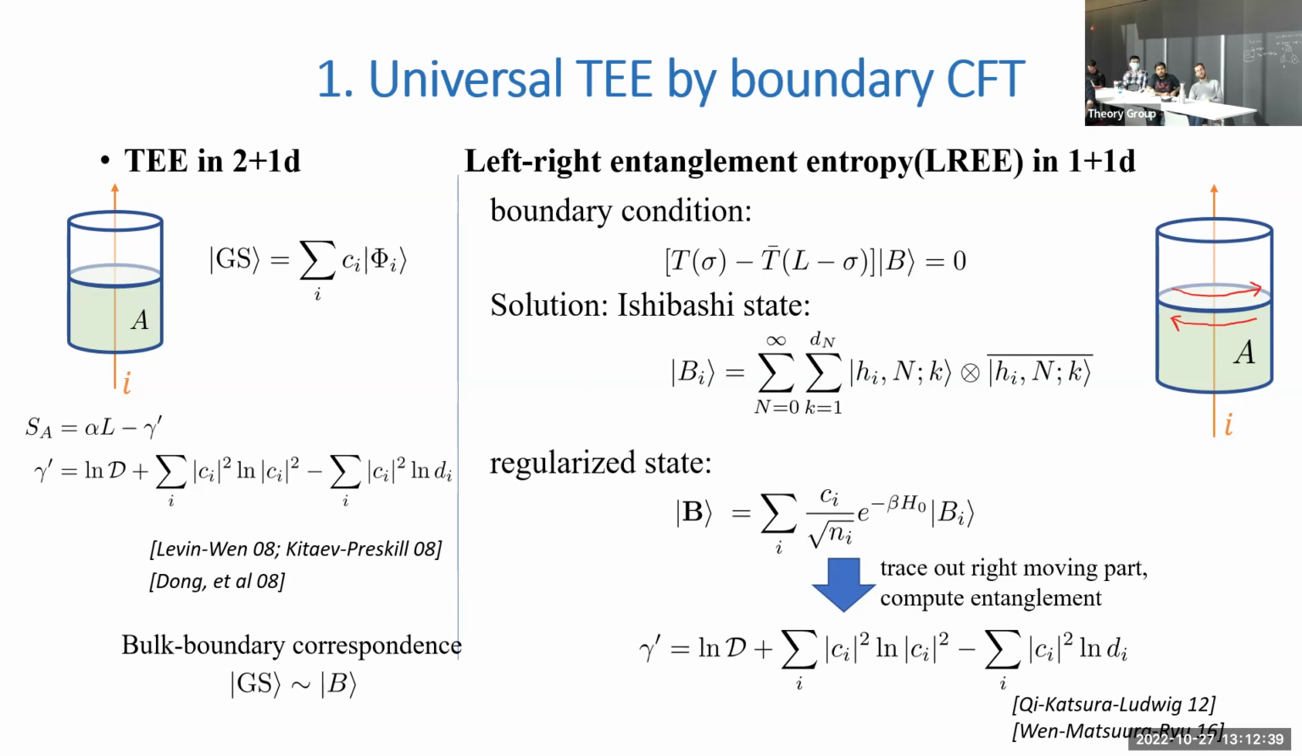So, suppose we take this boundary space and then we trace out the right moving part, and then we can compute the entanglement, which is defined to be the so-called left-right entanglement entropy. And with that, we can actually reproduce the famous result for the 2+1 topological entanglement entropy. So what I basically mean is that this equation has the same form as this equation that you compute in the bulk from CFT.